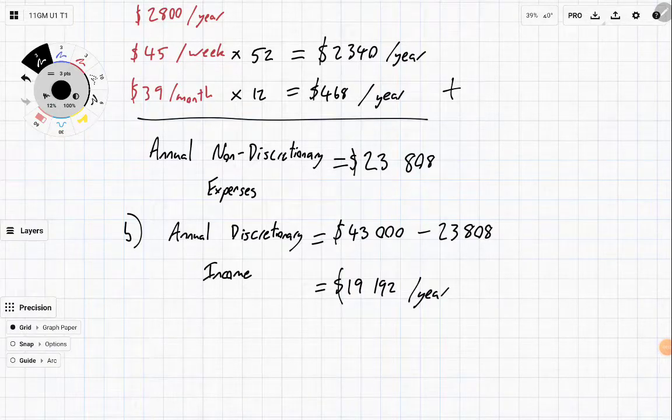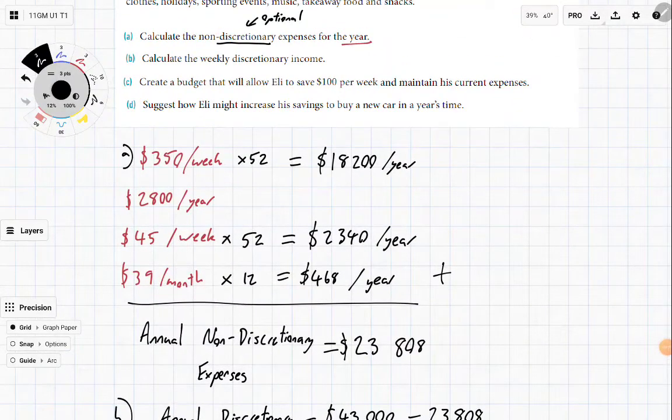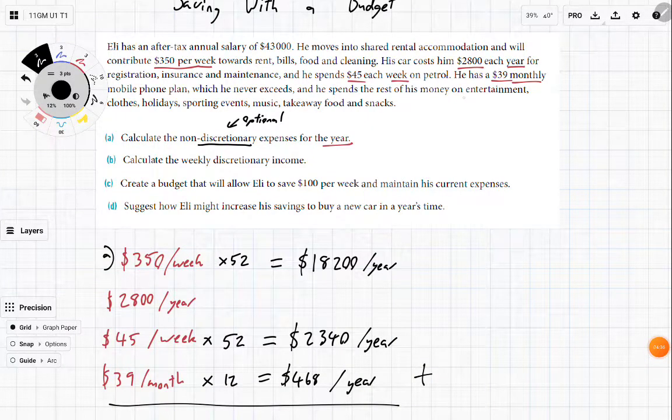But it didn't ask for that, it asked for the weekly. So we want to divide this by 52 to work out this per week. $369.08 after rounding up. Alrighty. So part C, create a budget that will allow Eli to save $100 per week and maintain his current expenses. So he needs to spend on entertainment, clothes, holidays, sporting events, music, takeaway food, and snacks, plus this $100 per week saving.